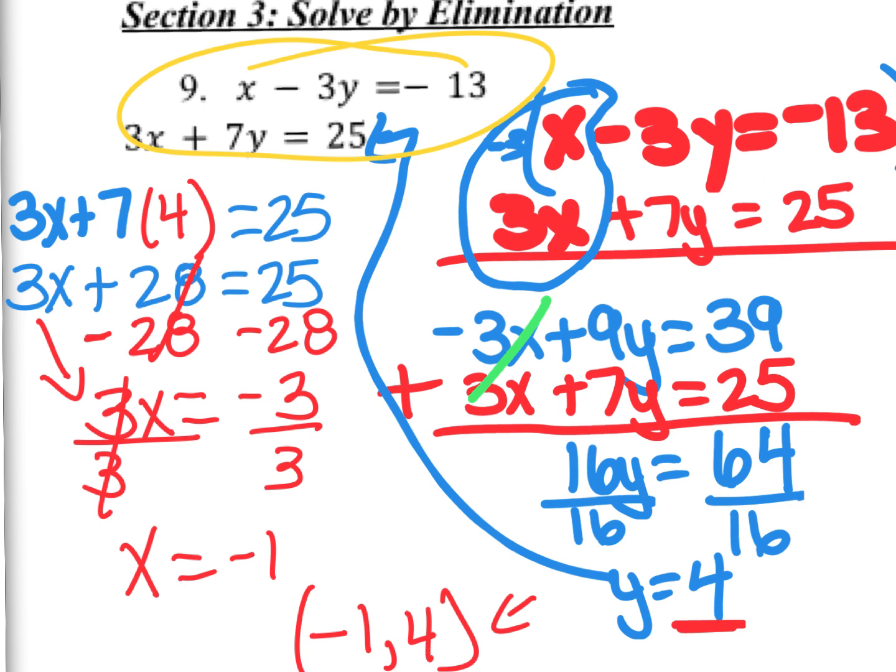Did it make it true? Absolutely. Did it make both of these true? Absolutely. So now you know, spot on the money, that negative 1 comma 4 is the solution to this system using the elimination method.